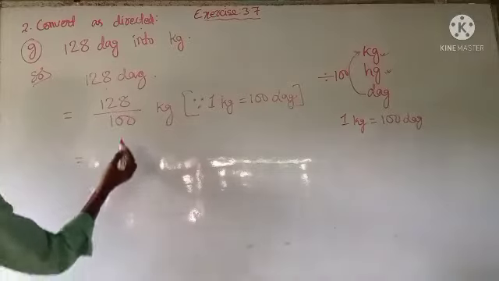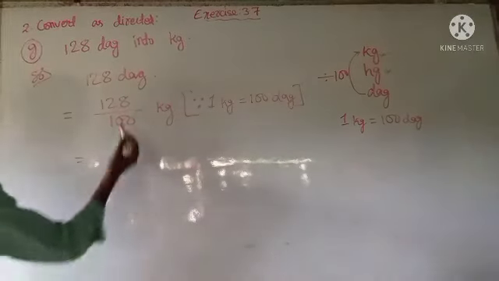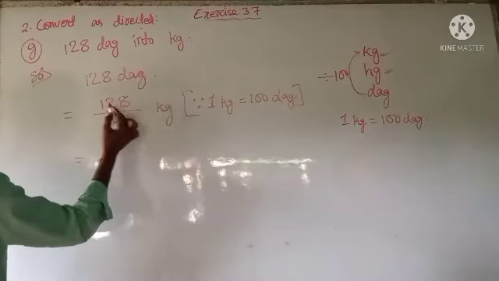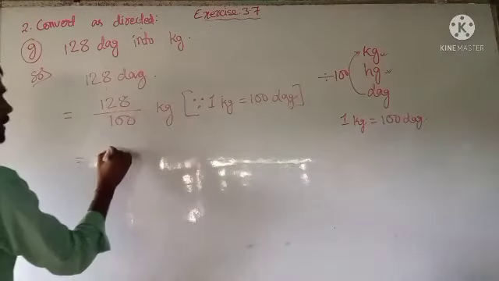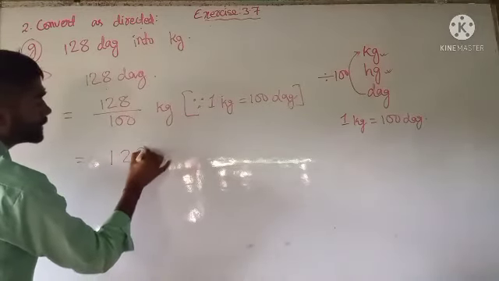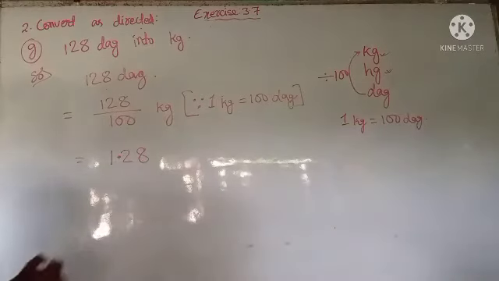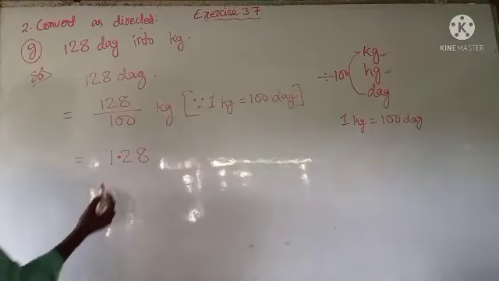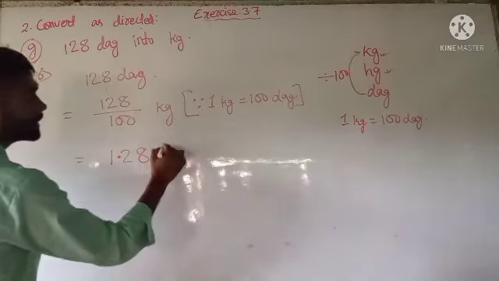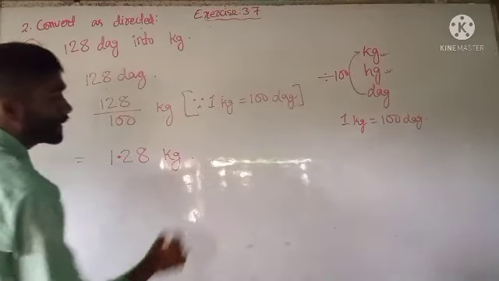Now here downside we can see 2 zeros are there. So from the right hand side, after 2 digits we can put the decimal point. So here we can write 128 and then 2 digits. So 1 2, and then between this 1 and 2 we can put the decimal point. So we got our answer, that is 1.28 kg. So this is our required answer.